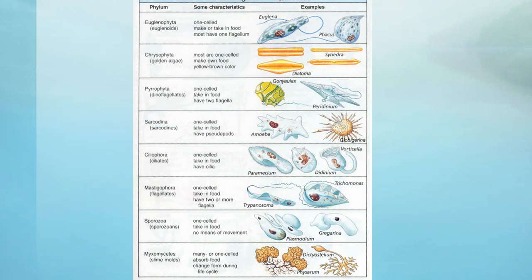So notice here, look, here's our groups right here, right? Our Euglenophyta, Chrysophyta, Pyrophyta, Sarcodina, Ciliophora, Mastigophora. This is the one that, remember, they're called the zooflagellates now. Sporozoa, sorry. And the Myxomycota, that's the slime mold. That's the old name for them too, Myxomycota. And I'll bring that word up when we talk about the fungal version of it.